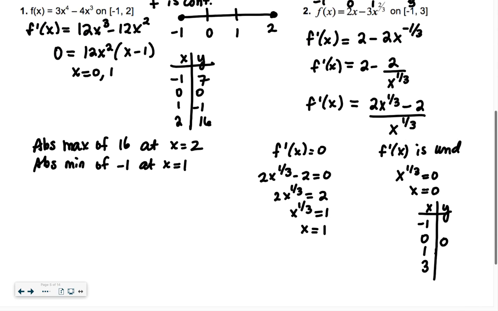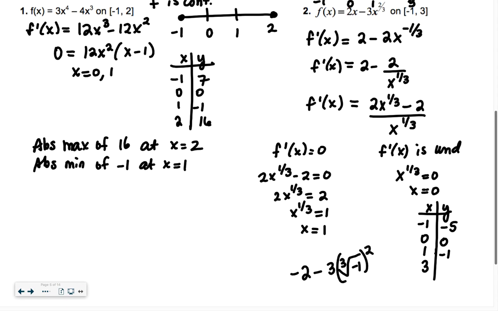So I have 0, 0. And if I try 1, I get 2 minus 3 is -1. If I try -1, I get -2 minus 3, and then I have the cube root of -1 squared. So see how that's still 1? So I have -2 minus 3 is -5. And then 3 gets a little gross.